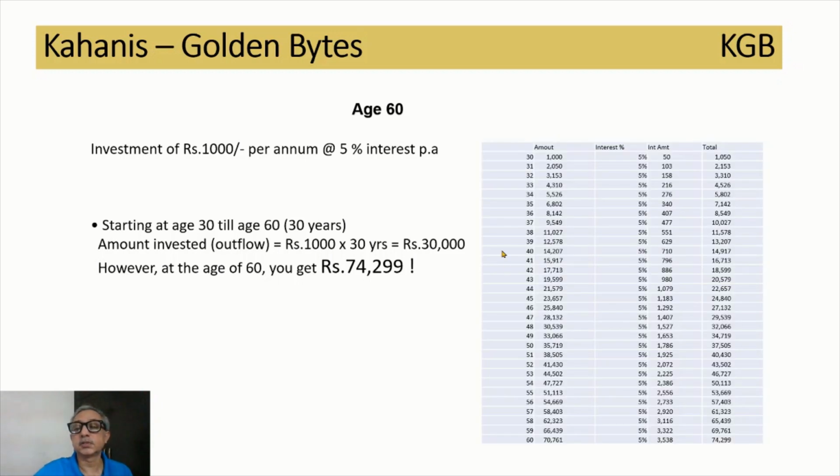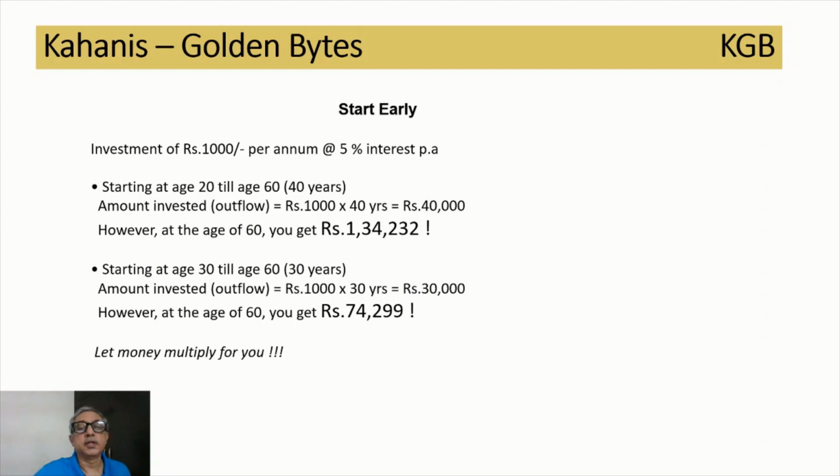Again, the table is kept aside here. It's simple here. It's all given here. 74,299. This is just for illustration so that you can compare. Now let's compare these two till the age of 60. So in both these cases, the amounts were the same.